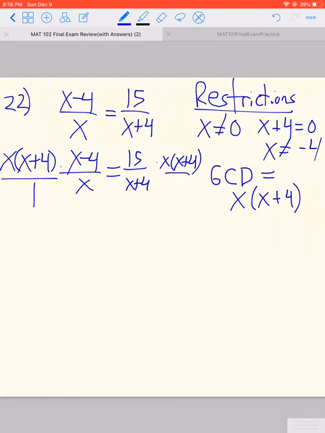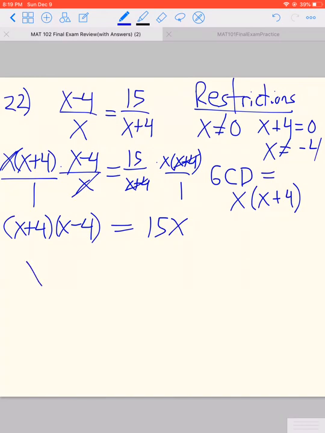Good, you can think of over 1 if it helps. For the first one, the x's are going to cancel, and that's going to leave me with x plus 4 times x minus 4. On the right-hand side, the x plus 4's cancel, and I just get 15 times x, which is 15x. So our fractions are gone. I can FOIL out the left-hand side, or just notice that it's like the factorization of a difference of squares. That's going to be x squared minus 16, if you multiply it out, equals 15x.